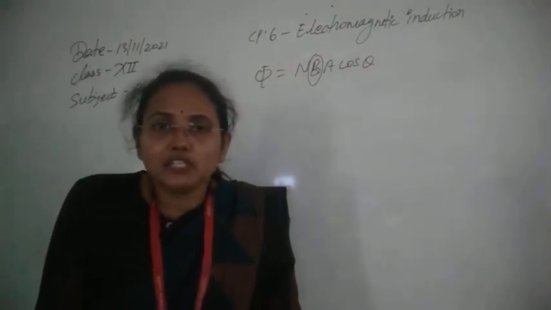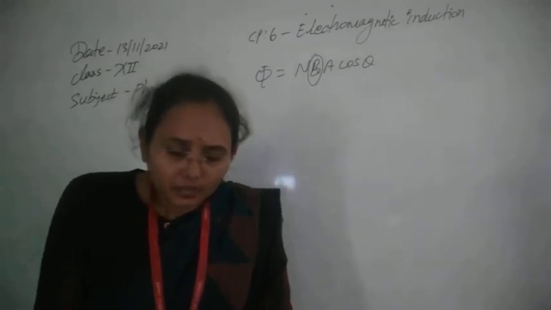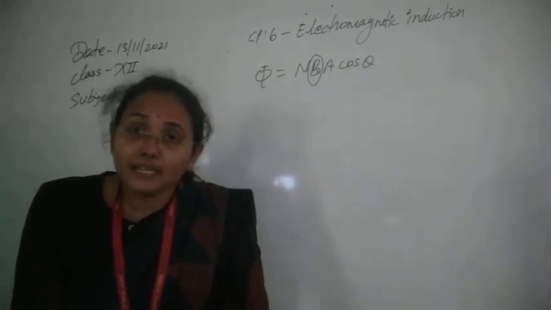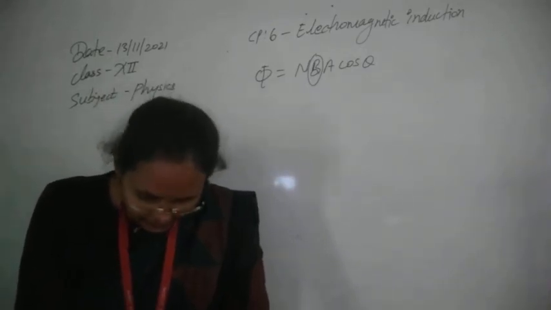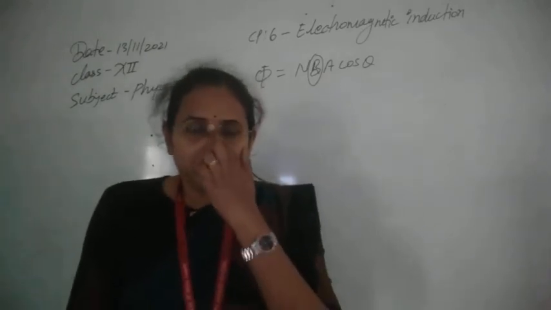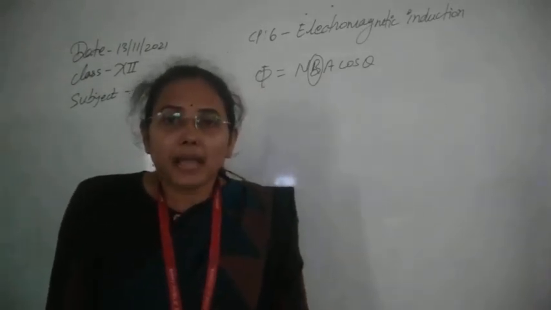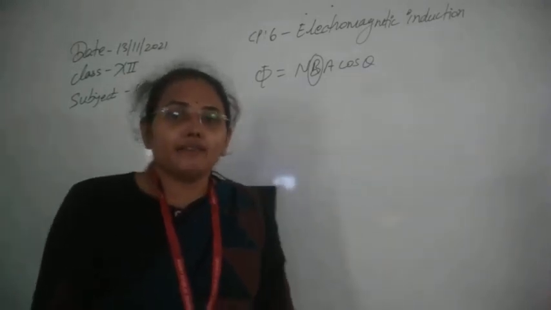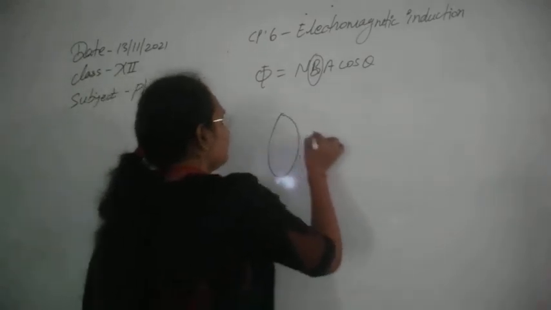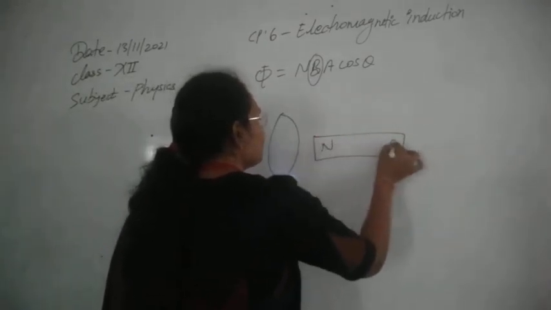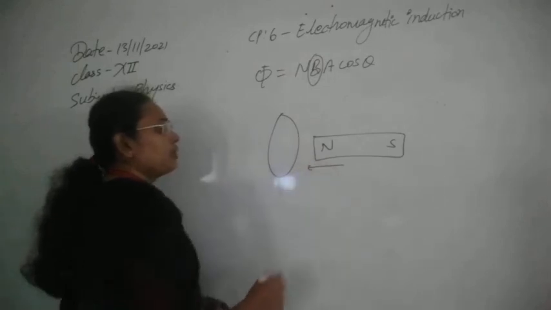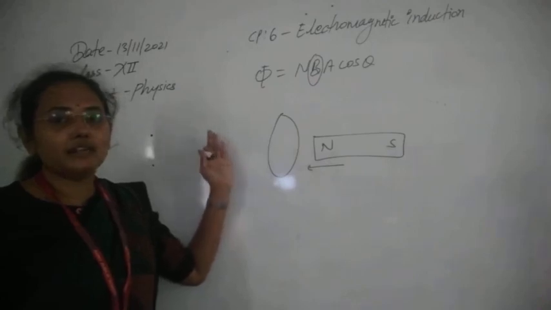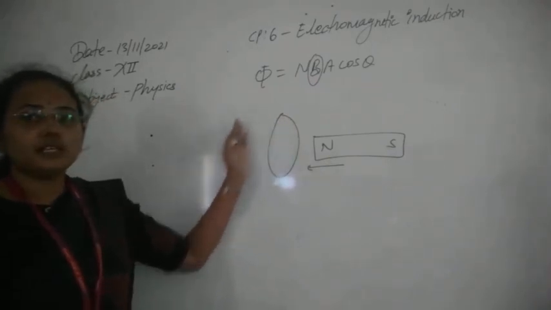The magnetic field can be changed by a number of methods. The first method, proposed by Faraday and Ampere independently at different places, was moving the magnet towards the coil. Suppose this is a coil and this is a magnet, with north-south direction. Whenever this magnet moves towards the coil, the magnetic field lines crossing through the coil change, and due to that the flux will change and current will be produced.